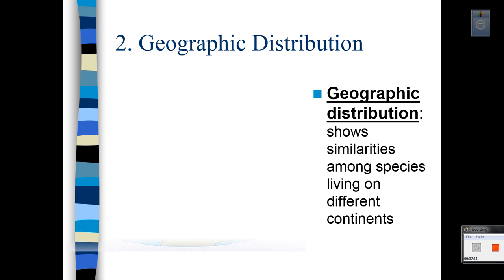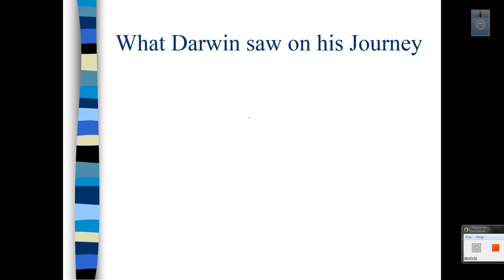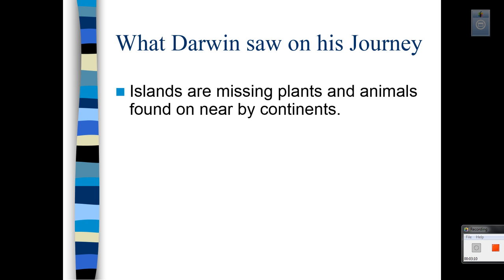Geographic distribution is the second thing that helps us understand evolution. Geographic distribution shows the similarities among species living on different continents. So how are things that are in Africa similar to things that are here in North America? Charles Darwin saw that islands are missing plants and animals that are found on nearby continents, so there wasn't everything everywhere. He also saw that the plants and animals found on the islands are similar but not the same, and the more closely related to species on the island.